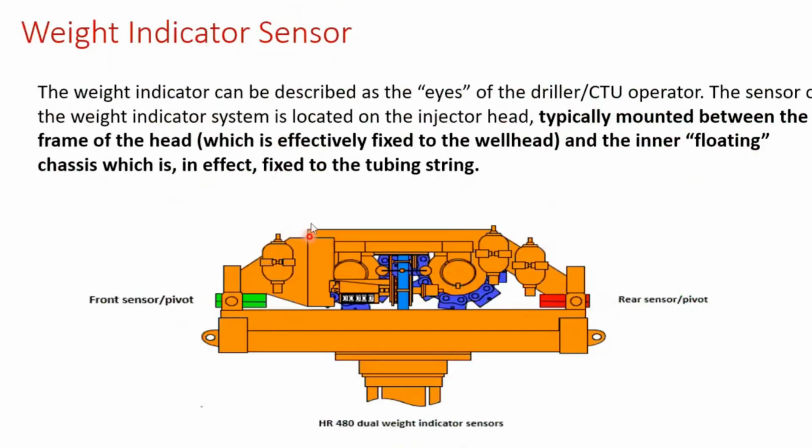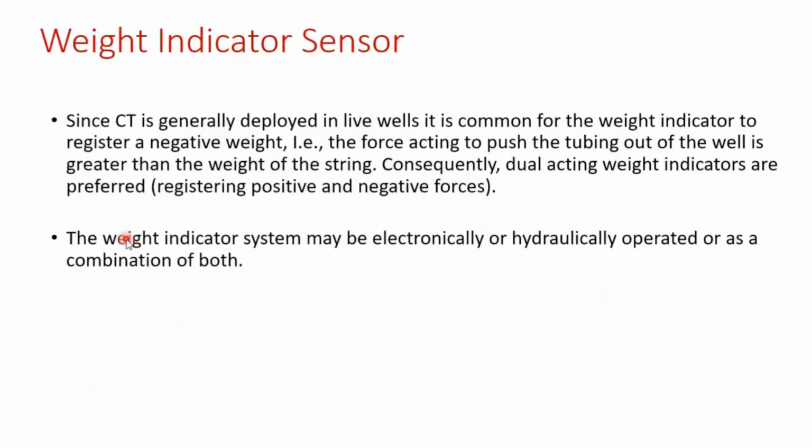So by means of the weight of the coil tubing, it will affect those sensors, which work like diaphragms, and the output signals from this strain gauge or these sensors are converted to the weight of the coil tubing pipe.